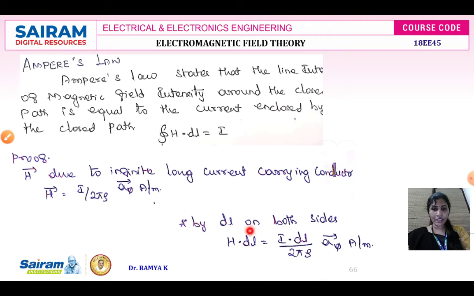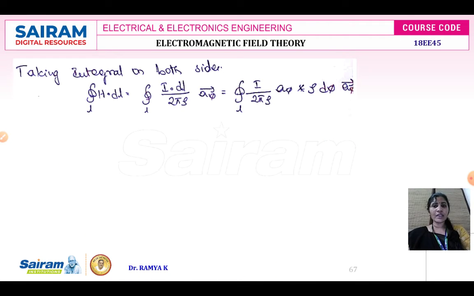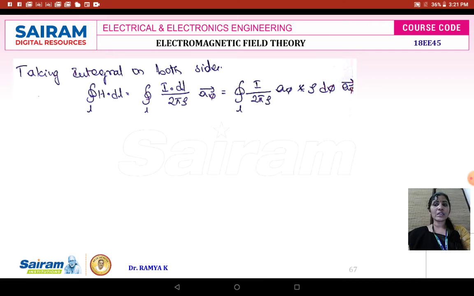Then multiply by dl on both the sides. You will get H dot dl is equal to I into dl divided by 2 pi rho, and the direction is going to be a phi vector. When you take a line integral on both the sides, we will be getting the integral over the closed line H dot dl is equal to the integral over the closed line I divided by 2 pi rho a phi dot dl, where dl is nothing but the differential elemental length, which is taken all along your circular coordinate system.